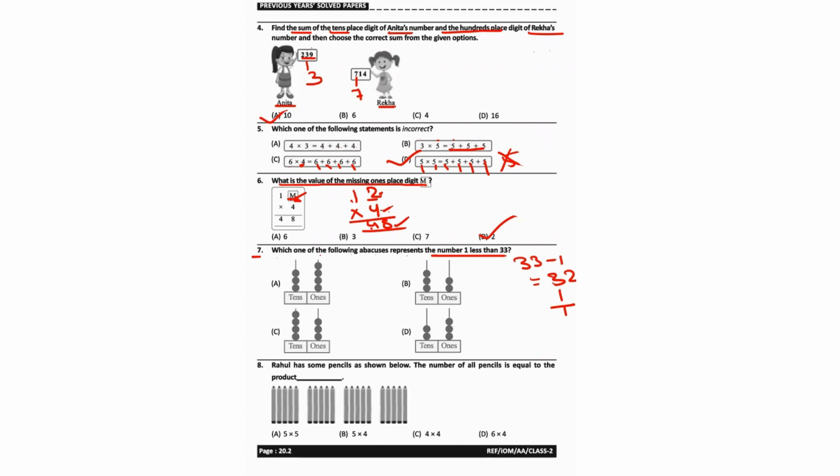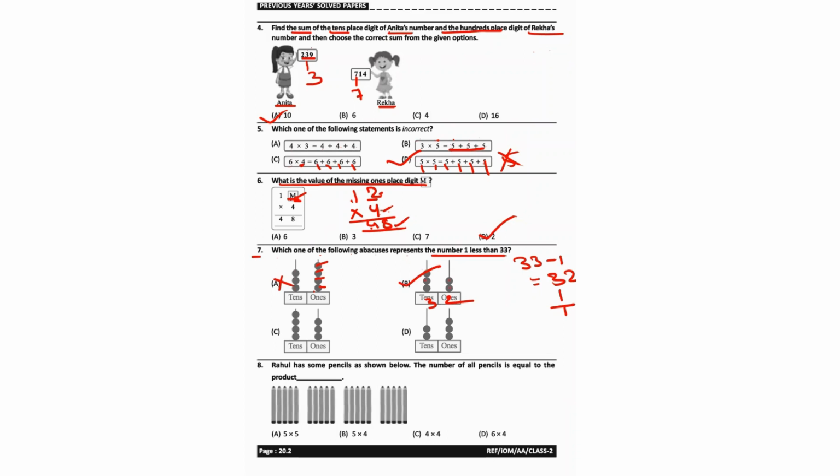If you check the first option, 3 over here, that is correct. But in the ones place, instead of 2, over here you have 1, 2, 3 and 4. Hence, this shall not be my answer. Next, moving on, 1, 2, 3, correct. 1, 2, correct. That gives you 32. Hence, this is my answer, option B.